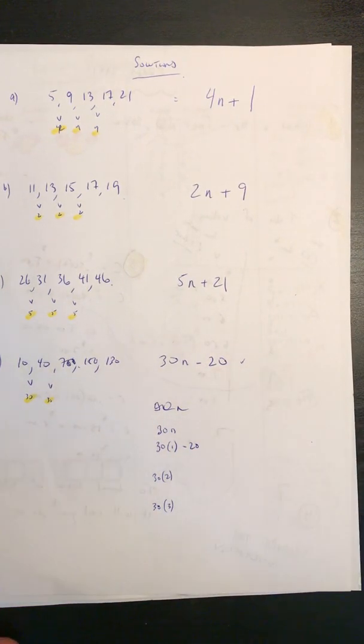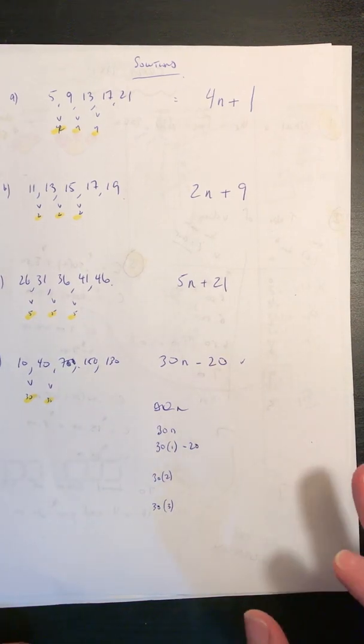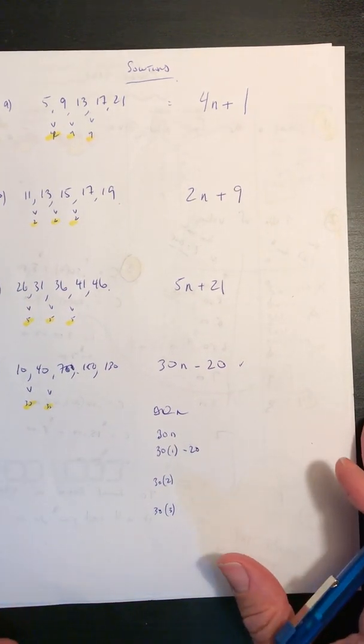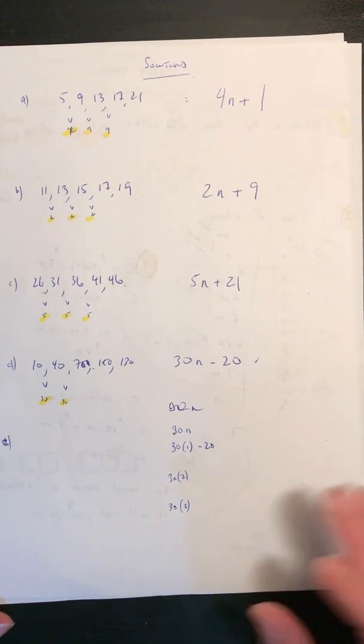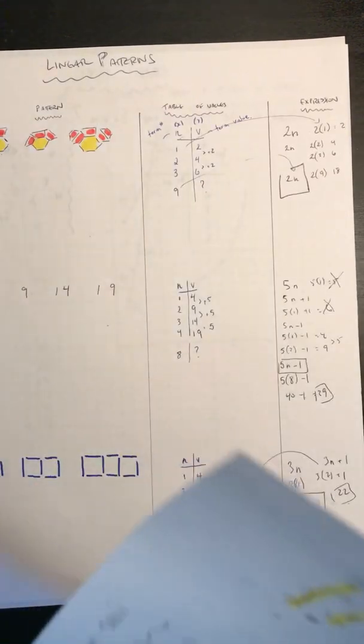So this one has some subtraction in it, okay? So you have to be a little careful with that. Check those, make sure they're good. I think that's fairly straightforward.